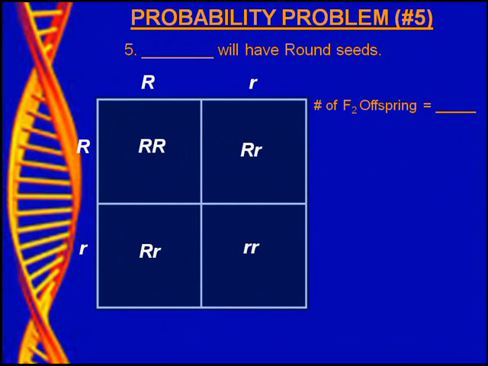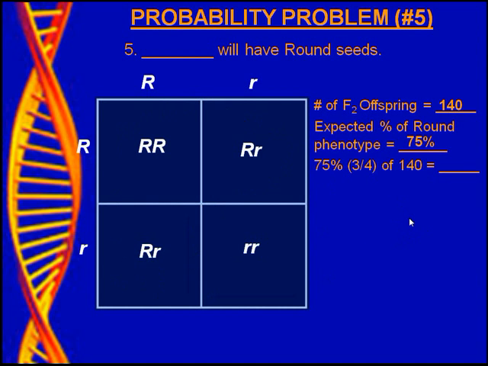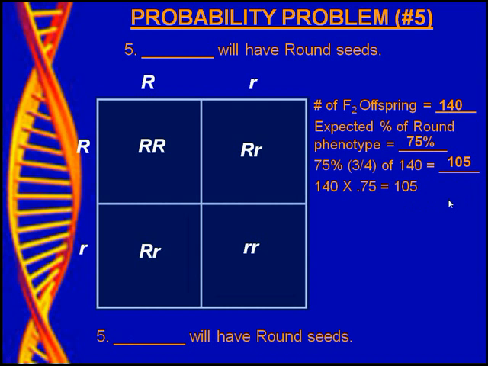Alright, so here's the next one. How many of them will have round seeds? Again, 140 F2 offspring given to you. After you do your Punnett square, what would you expect to have round phenotype? And again, law of dominance says that that would be 3 out of 4. So again, depending on how you want to do the math, 75% of 140 gives you 105. And again, if you ever have decimals, by the way, just round up or down. There's no such thing as half an organism or a quarter of an organism or anything. So just round up or down. And again, how you do the math is up to you, but as long as you get the right answer, 105 will have round seeds.